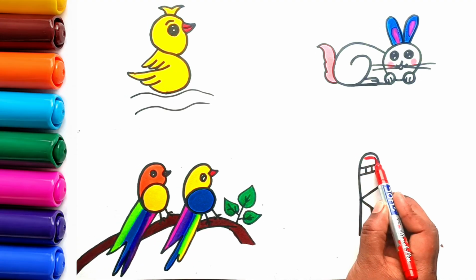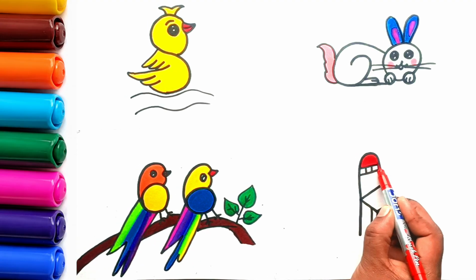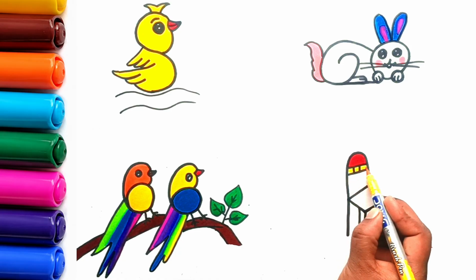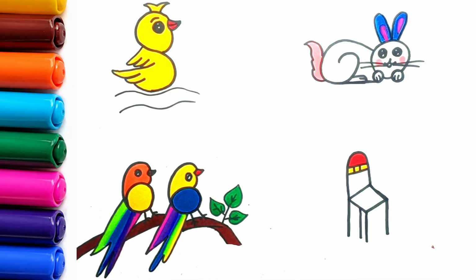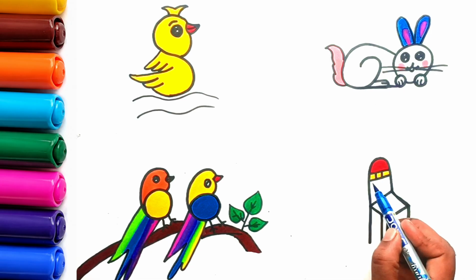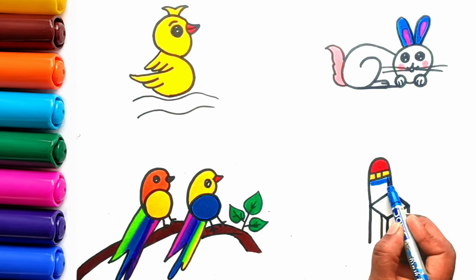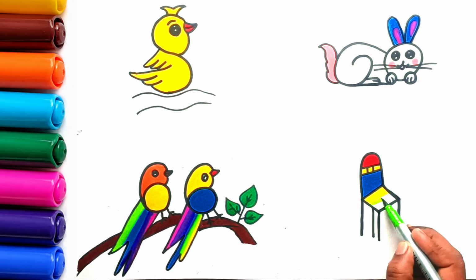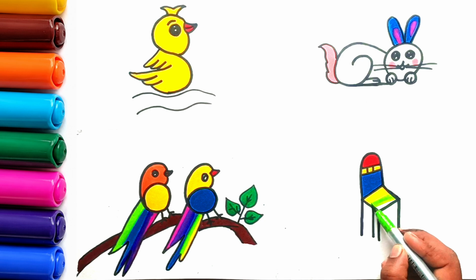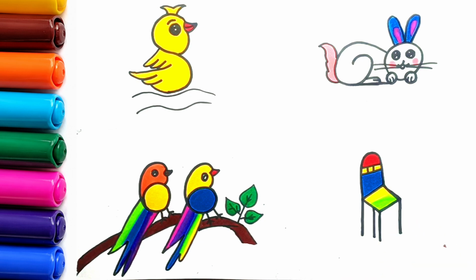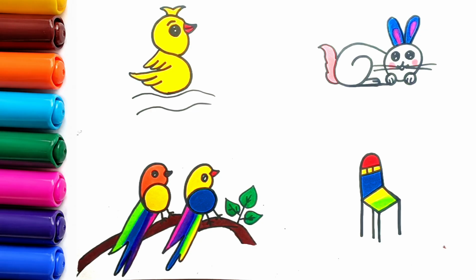Then we draw chair and color chair red color, yellow color, and blue color. Okay, green color. Oh, our drawing is complete.